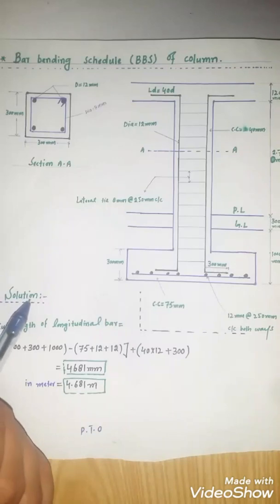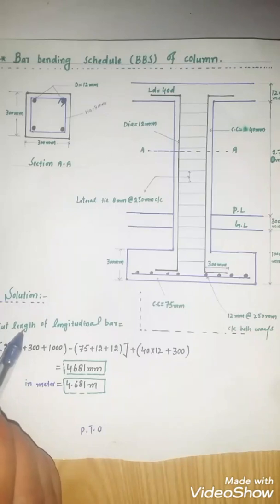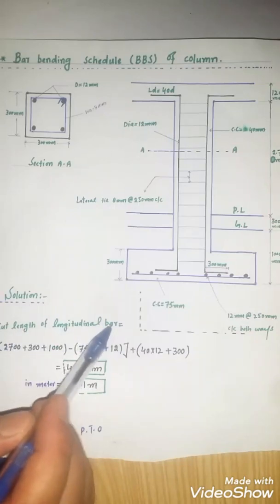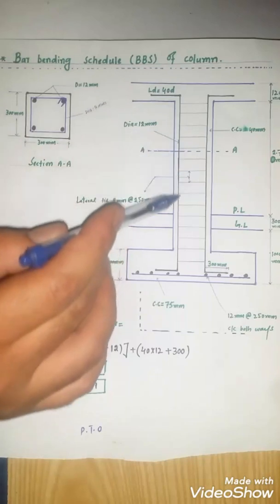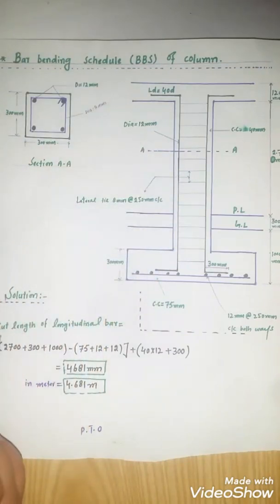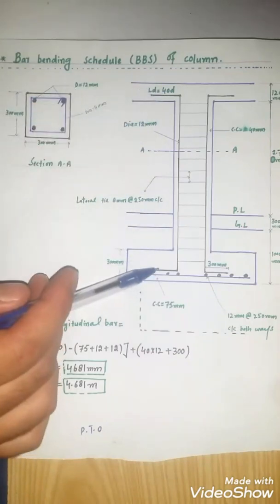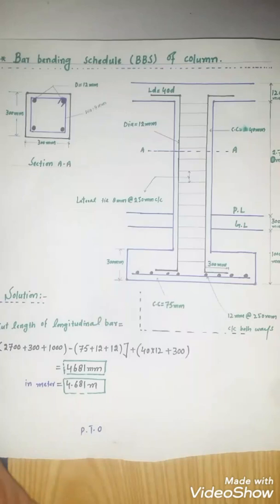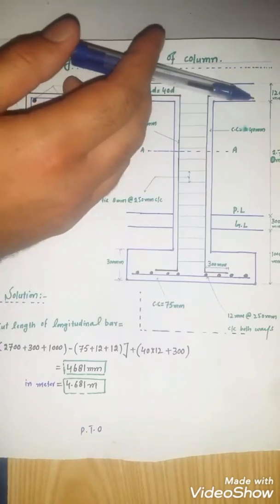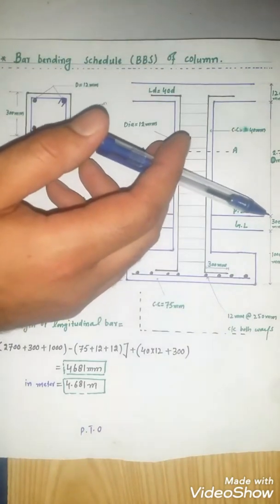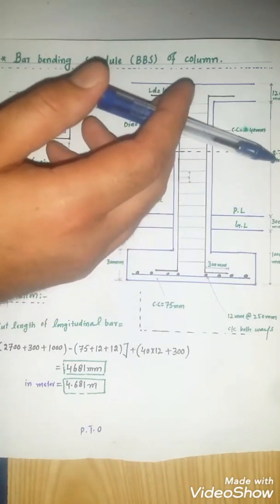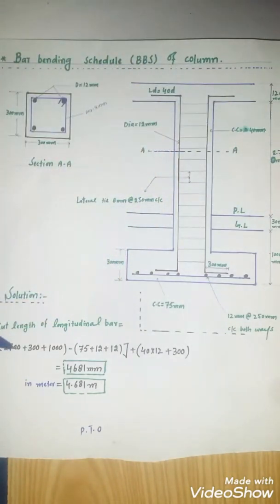Now let's start the solution. My dear friends, first of all you need to find the cut length of the longitudinal bar. This is the longitudinal bar. First of all I am finding the cut length of this longitudinal bar from this point to this point. 2700. This is the height from slab to plinth beam, 2.7 meter or 2700 millimeter.